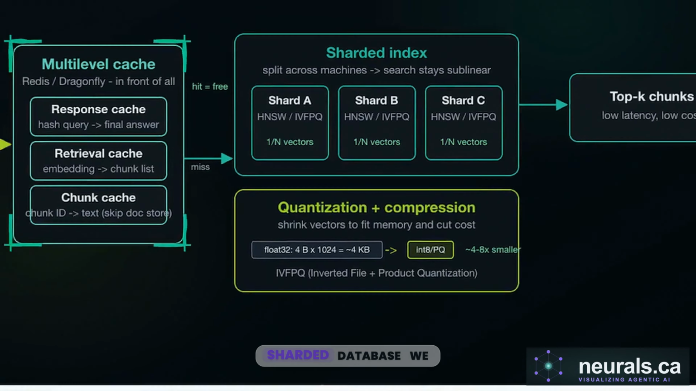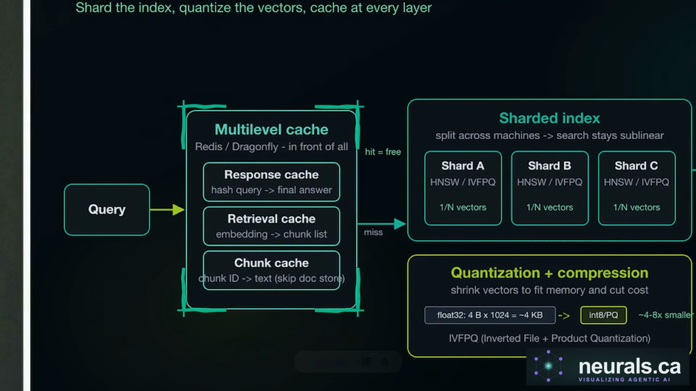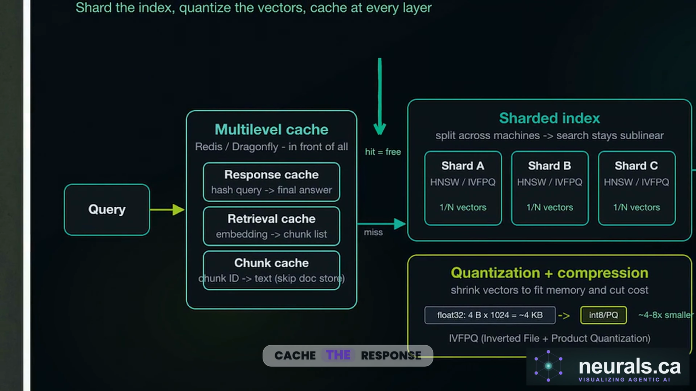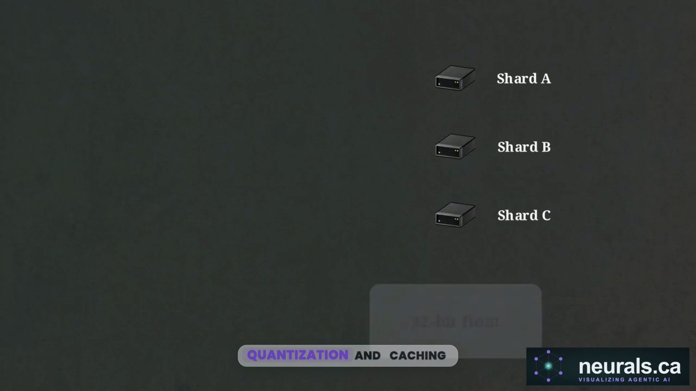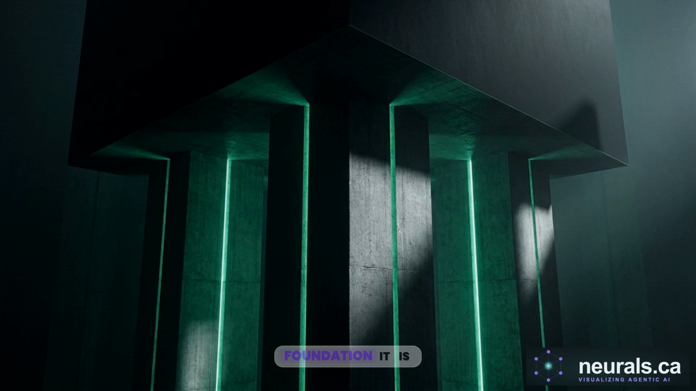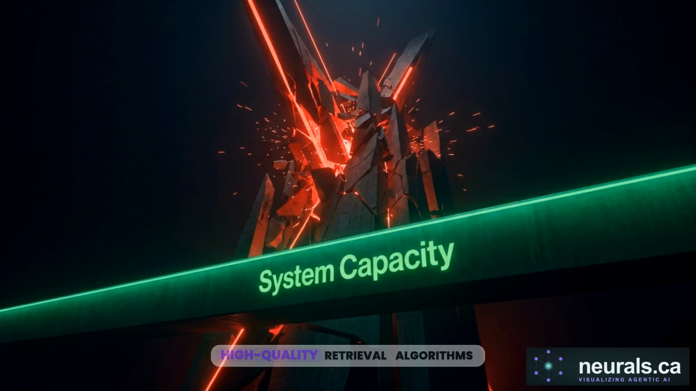In front of that sharded database, we install a multilevel cache. If a query hits the cache, the response is free, bypassing the database entirely. This cache operates at 3 levels: storing the final generated response, storing the specific chunk list, or using a semantic cache to catch conceptually identical phrases, even if the exact wording differs. Brutal infrastructure optimization, sharding, quantization, and caching, forms the hidden foundation. It is what prevents your high-quality retrieval algorithms from crashing during traffic spikes.